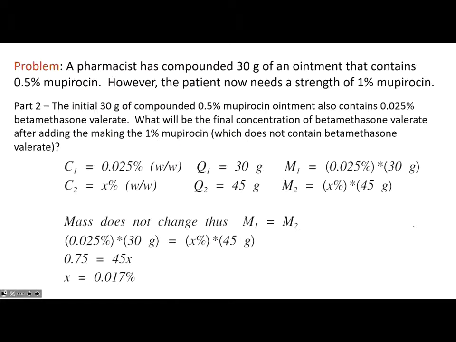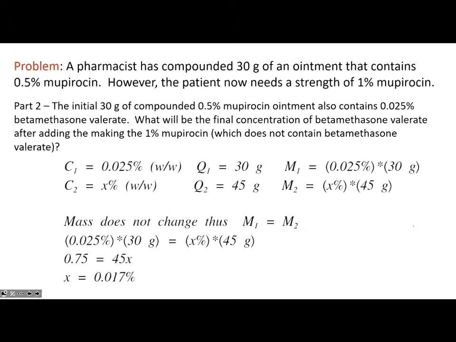But what is the C2? I don't know. That's what I'm solving for. I don't know what the concentration is after I mixed everything together. So X equals C2%. Do I know my final quantity, though? Didn't we just solve that previously? What did we say when we add that extra mupirocin? The total weight was going to be 45 grams. So I know my Q2 will be 45 grams. So I know my mass 2 is X% times 45 grams. So I can just set M1 equal to M2 since I know the mass didn't change.